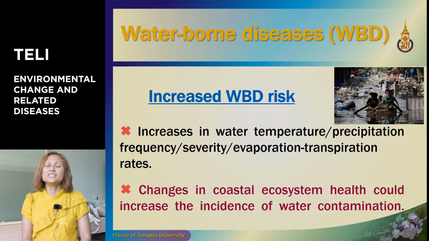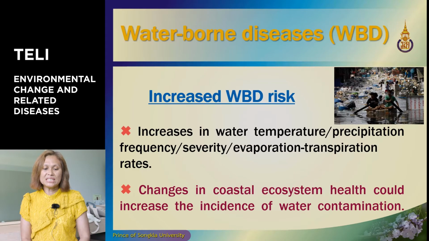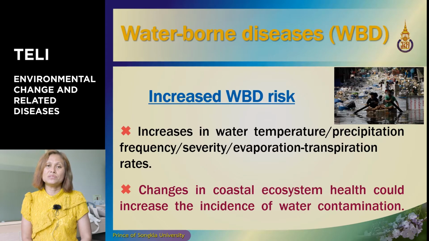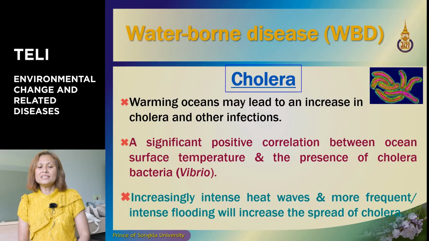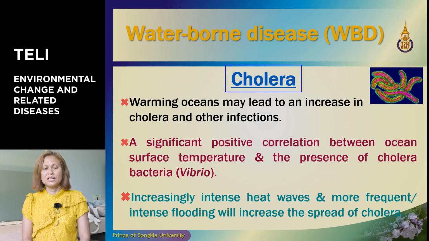Increases in water temperature, precipitation frequency and severity, and evaporation and transpiration rates, as well as changes in coastal ecosystem health, could increase the incidence of water contamination, resulting in increased waterborne disease risk. Cholera is a waterborne disease.